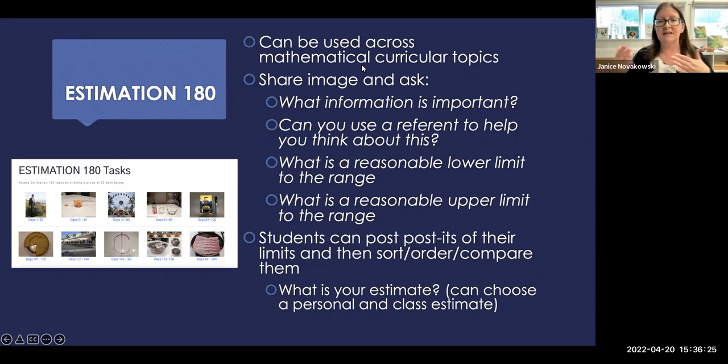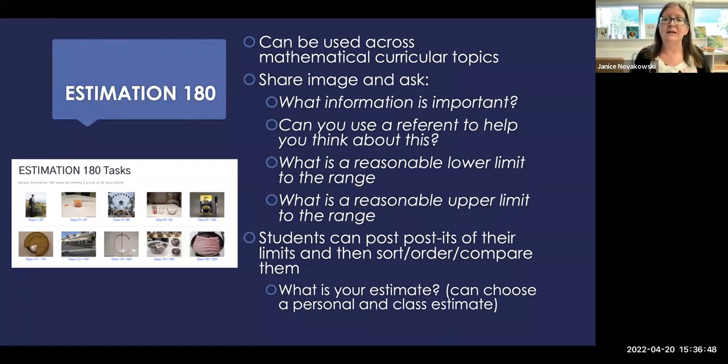And so sort of the process for estimation 180, you go to the website and you can see there on the left, you see the page, and you can go through in sequence, or you can just choose the ones that connect for you and your students. Share the image and have them focus on, well, what information is important and what is sort of background information, and eliminate the things that you don't need.